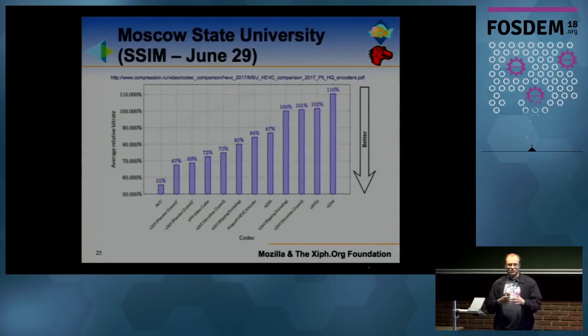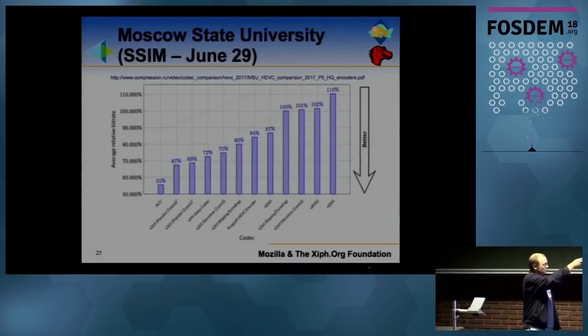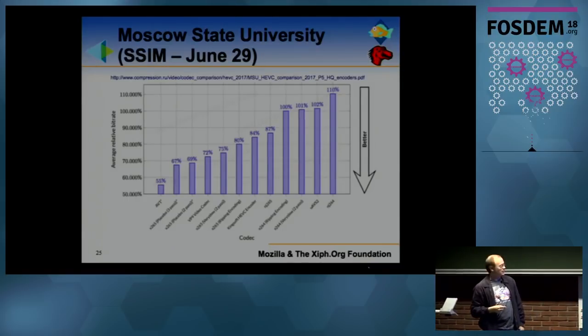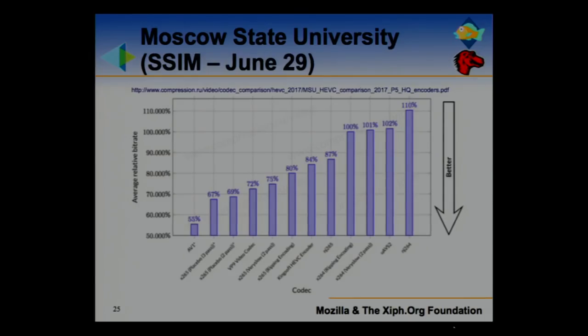So instead of presenting metrics that we collected ourselves, like I usually do, Moscow State University just this week published a report where they compared X264 and X265 and VP9 and AV1. And so you can see four bars there in the upper right are X264. Then there's a big jump down into the next generation codecs, which is most of those are X265. The one right there is VP9, which is better than everything except placebo mode.